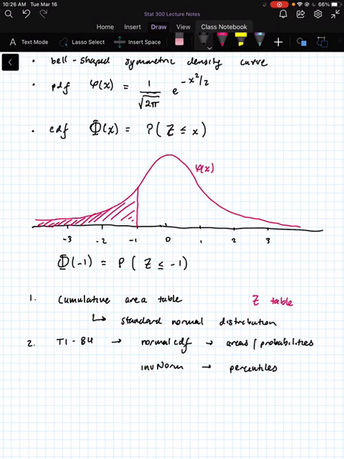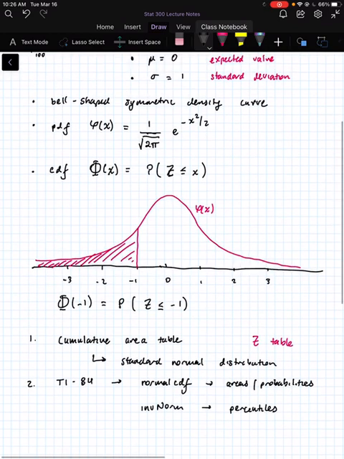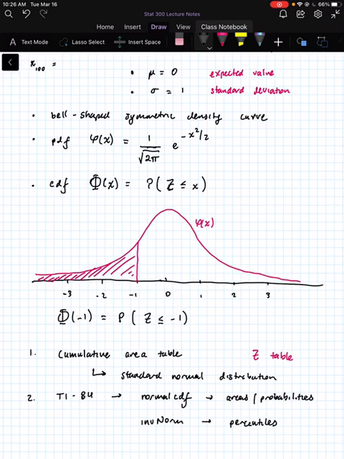So we will be using the standard normal distribution for a whole host of different applications. And in a future video, we're going to be talking about those applications and how to actually work with these things.